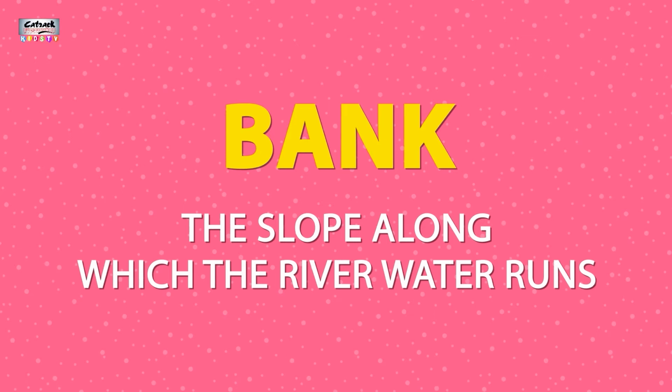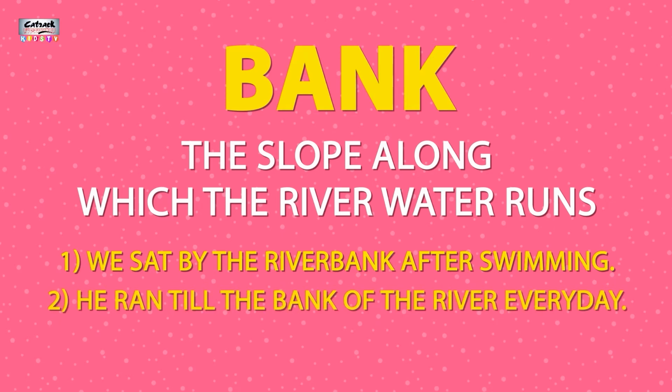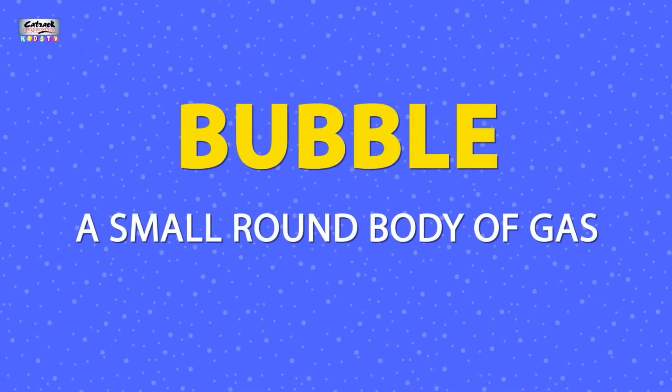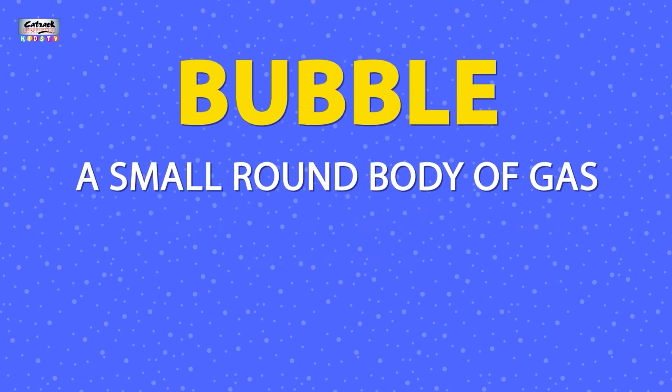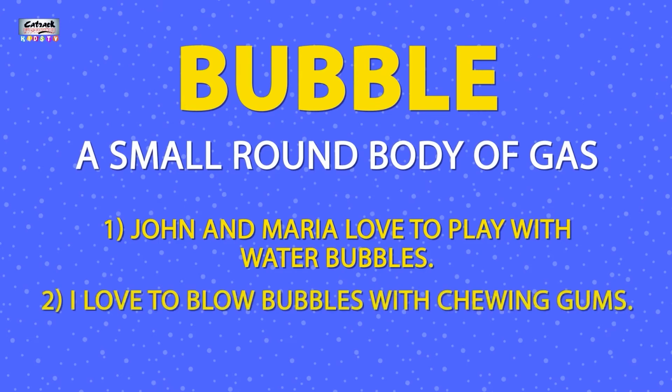Example sentences. Number 1. We sat by the river bank after swimming. Number 2. He ran till the bank of the river every day. Bubble, a small round body of gas. Example sentences. Number 1. John and Myra love to play with water bubbles. Number 2. I love to blow bubbles with chewing gums.